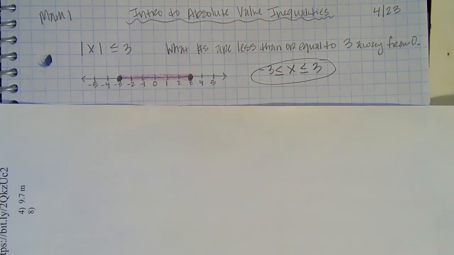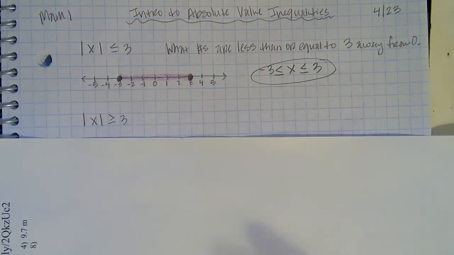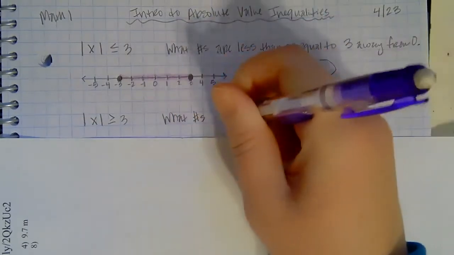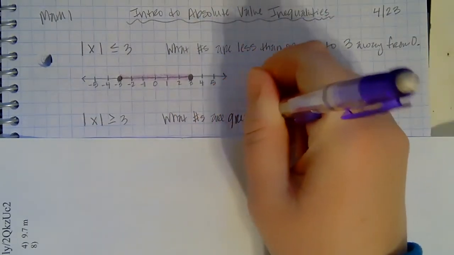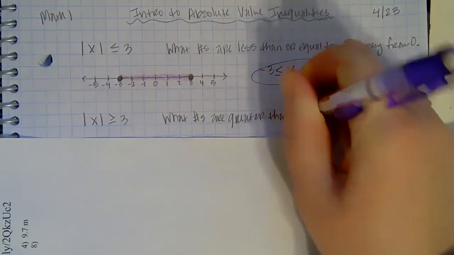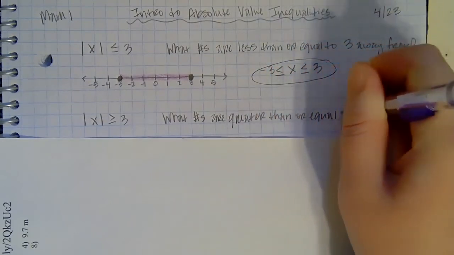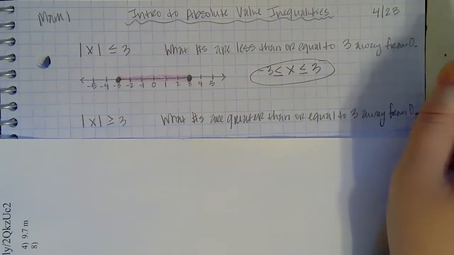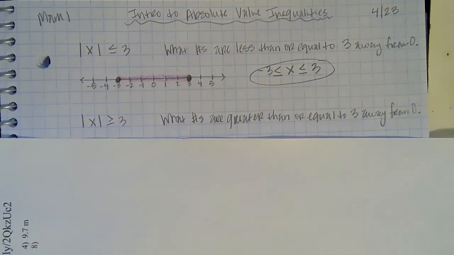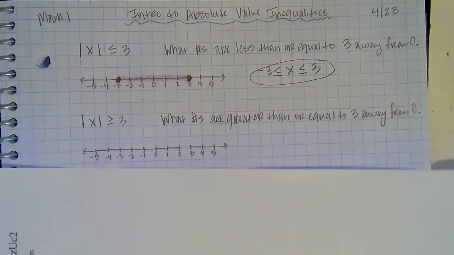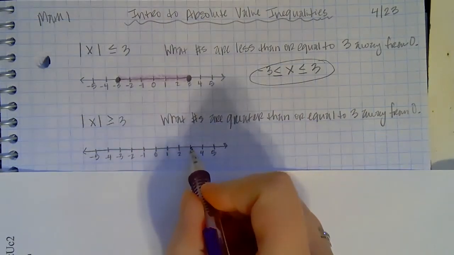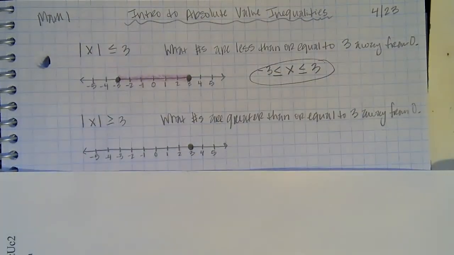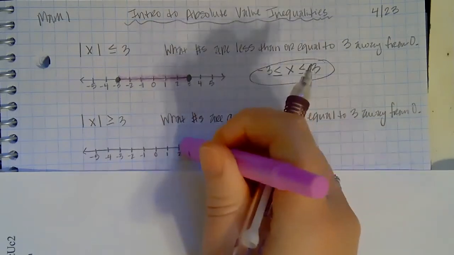Okay. Now, the opposite is also true. So this one means what numbers are greater than or equal to 3 away from 0. Okay, so more than 3 away from 0, more than, okay? So we look at our graph, so this would be 3 away from 0, so I'm gonna go ahead and put a closed circle because it's equal to, but I want more than that. So that's gonna be going this direction, more than.